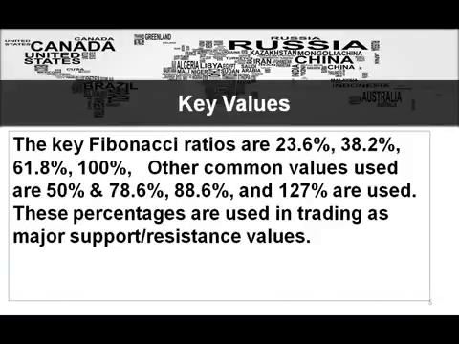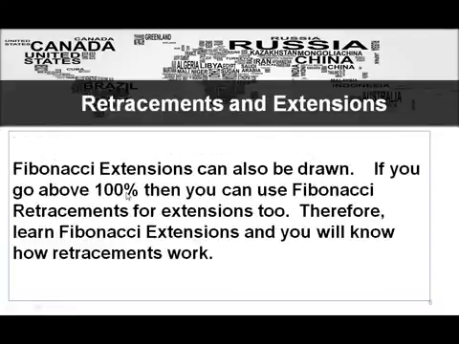Now, the key Fibonacci ratios are right here: 23.6, 38.2, 61.8, 100%. Everyone understand that? Other key values are 50%, 78.6, 88.6, and 127. These are percentages. Sometimes you may see them in decimal form. In decimal form, this may look like 1.27, this may look like 0.886, this may look like 0.786 and so forth. Okay? Now you got all these numbers.